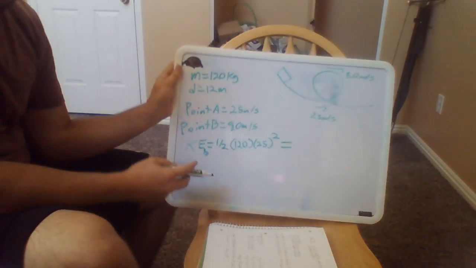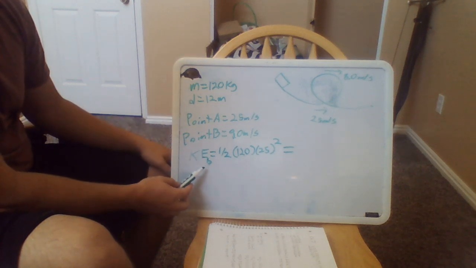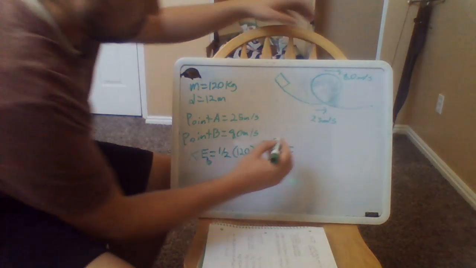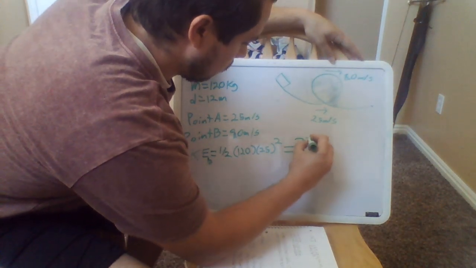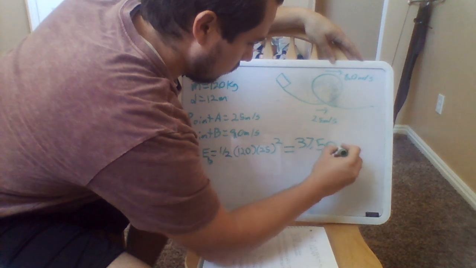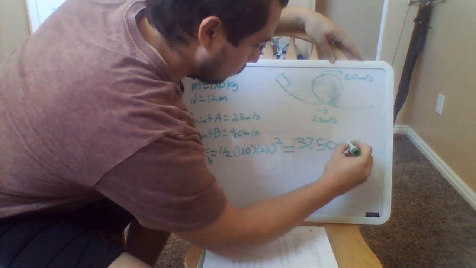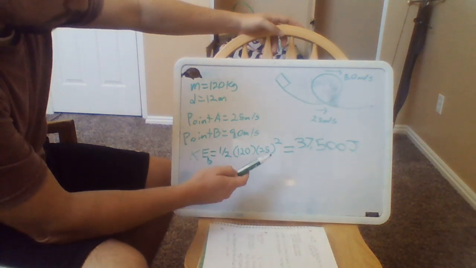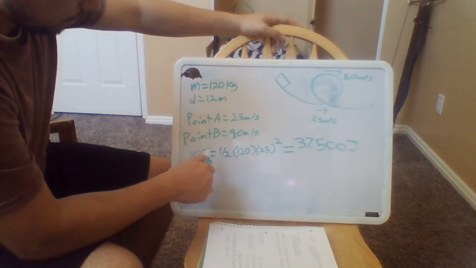So I'm going to do KE sub b for the bottom, and that comes out to 37,500 joules. That's our total energy for the bottom because it's all kinetic.